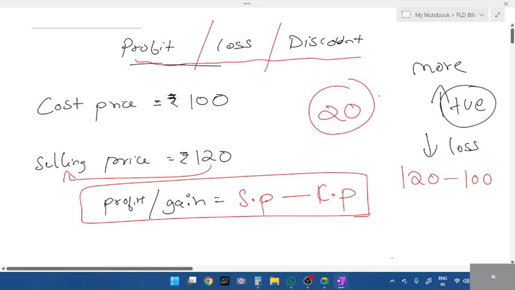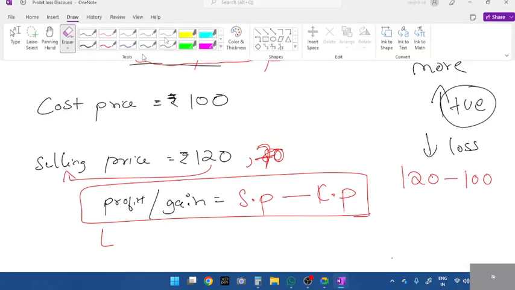That's it. Is it clear? You don't have to memorize anything, students. Understand the concept. The meaning of profit is when you're selling something for more. Therefore, selling price is first. SP minus CP. Fine. What if the same cost price you sell it for 80 rupees or 70 rupees? Is it a profit or loss? Loss? How much is loss?